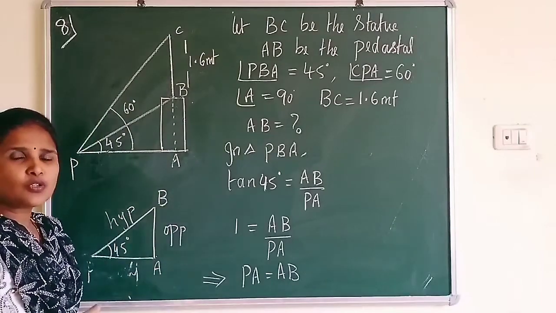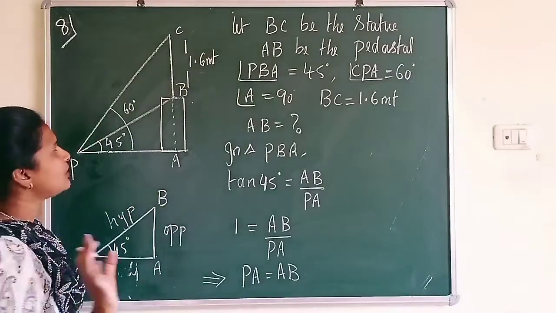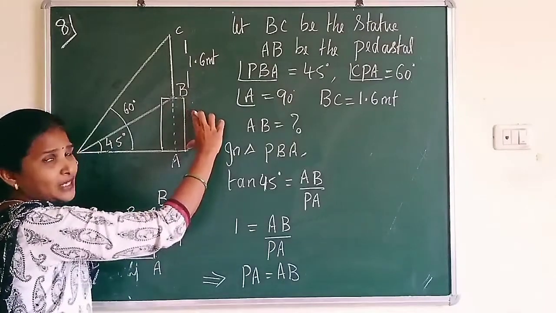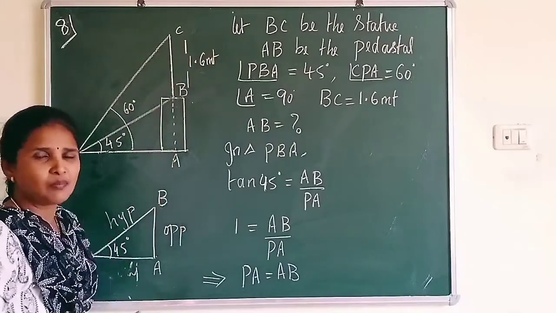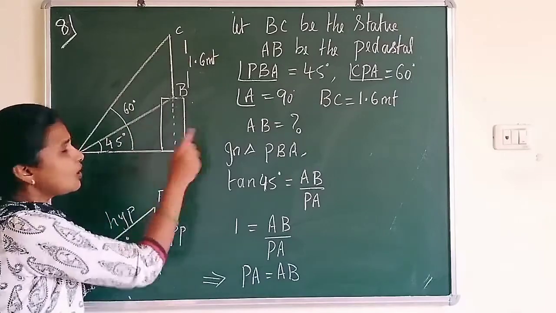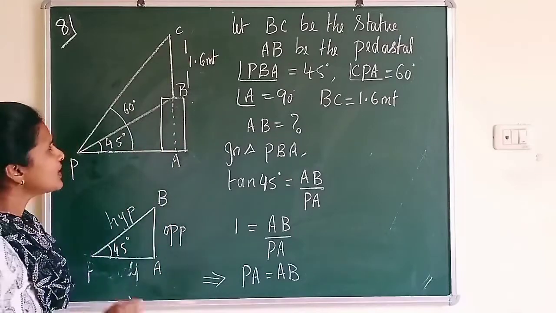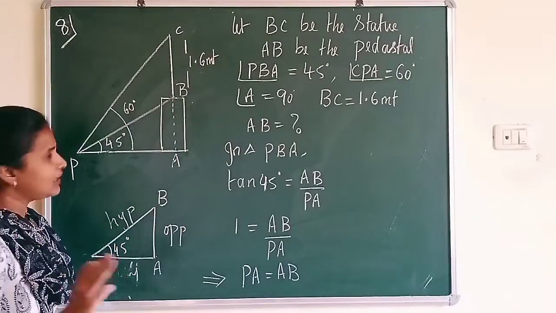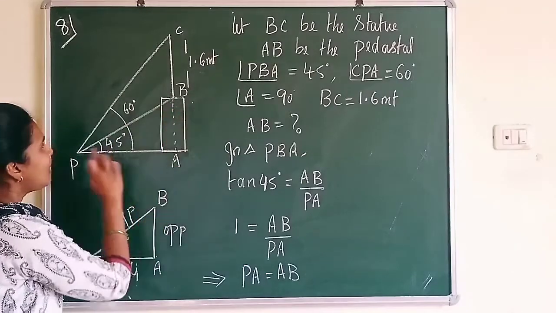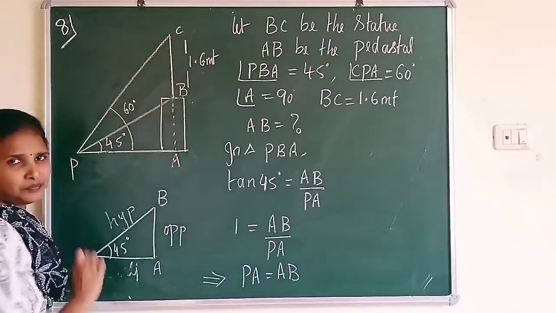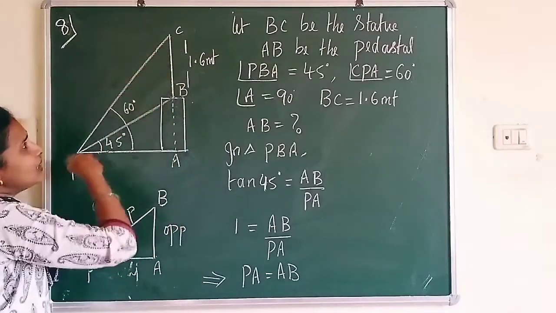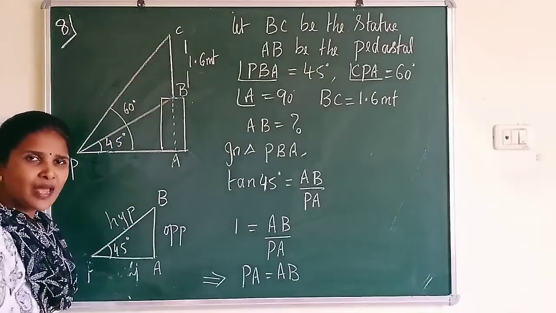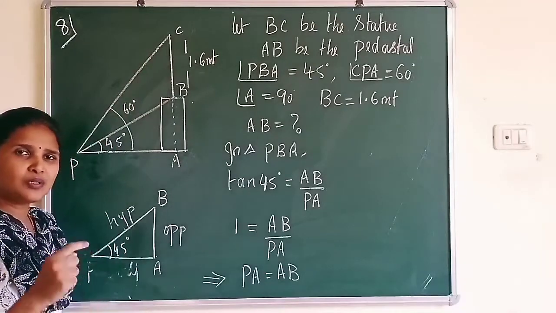So this question is almost the same as the previous question. So instead of building you have pedestal, and instead of tower you have a statue. Everything is same. Here also you can observe that there is no horizontal level in the diagram. So same thing, I have to consider two right angle triangles. One is PBA and the other is PCA. Because I should find AB. I don't have any link with hypotenuse. So in two diagrams we are not taking hypotenuse into consideration.